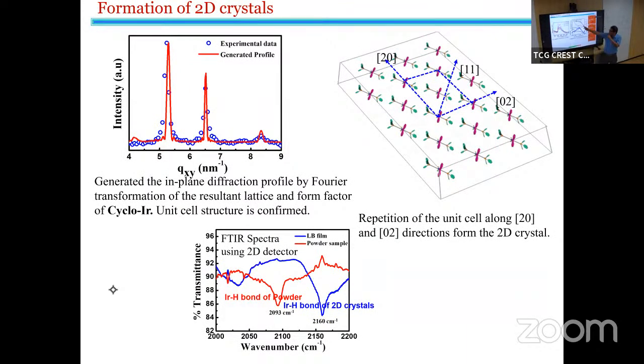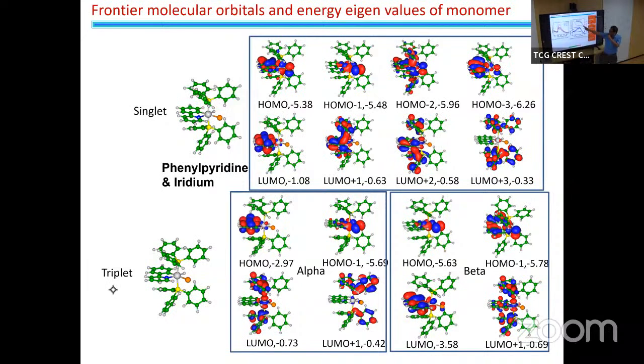Now we need to confirm that this unit cell we have modeled is perfect. We compared the generated in-plane diffraction with the measured in-plane diffraction, and it closely matches, suggesting that this unit cell is truly designed, and repetition of this unit cell in two dimensions will form these 2D crystals. Another confirmation of the rigidness of these molecules within 2D crystals comes from the FTIR measurement using a two-dimensional detector. We compared the powder and 2-dimensional crystals, and we monitored the iridium-hydrogen bond. You can see there is a shift and sharpness in the case of 2-dimensional crystals, which readily proves that these molecules are tightly arranged within these 2-dimensional crystals. Then we took the help of theoretical calculations in order to prove the enhanced spectroscopic properties.